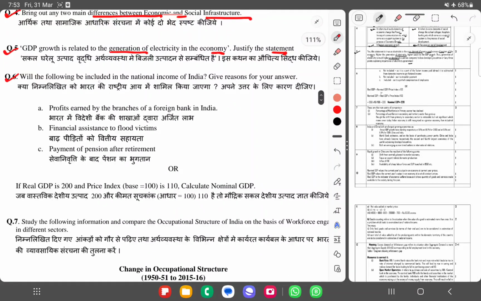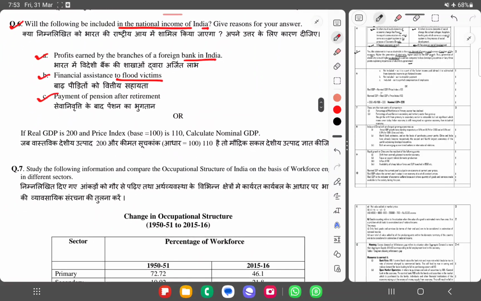Will the following be included in the national income of India? Give reasons of your answer. Profits earned by the branches of the Foreign Bank of India, financial assistance of the flood victims, the payment of pension after the retirement.